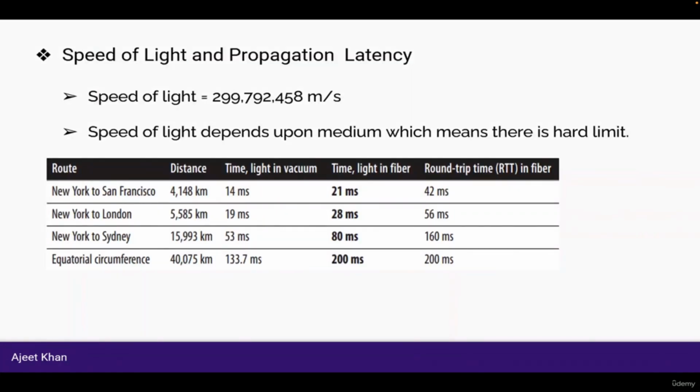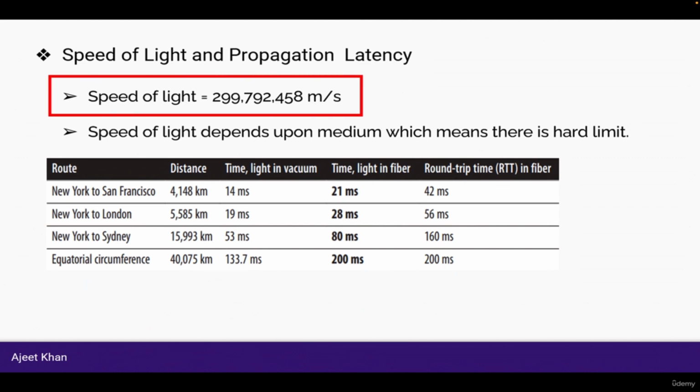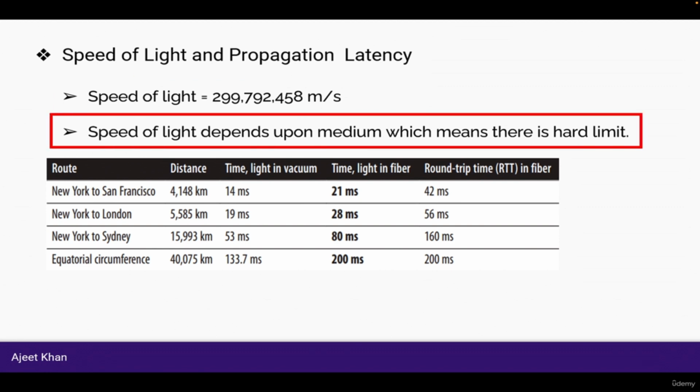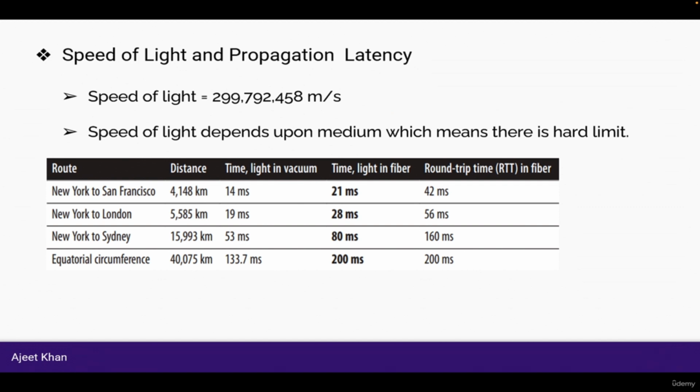In this lecture, we are going to understand speed of light and propagation latency. Speed of light is 299,792,458 meters per second, and speed of light depends upon the medium in which it travels. This means there is a hard limit to it.